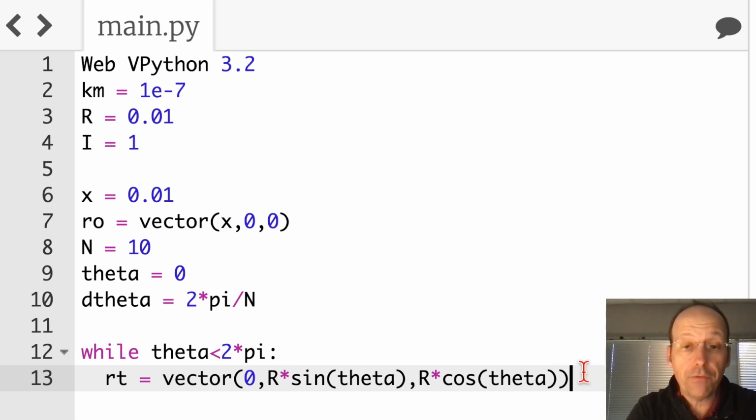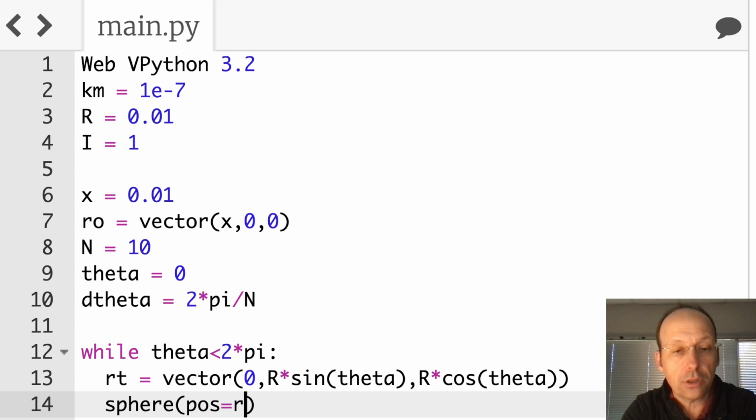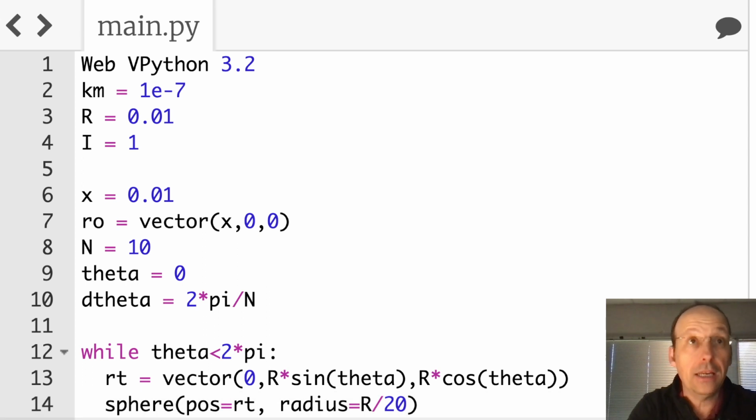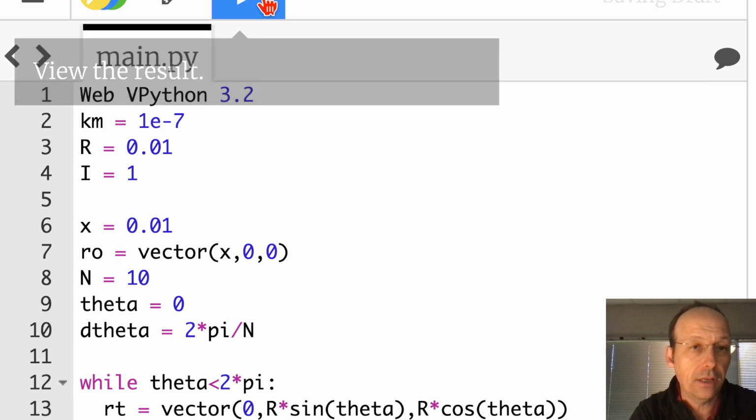Now with that temporary vector, I'm going to put a sphere there, and then we can just see what it looks like. Sphere position equals RT, radius equals R over 20. I don't even know, I'm picking that. Now I'm going to increase my value of the angle. Theta equals theta plus d theta. And let's run that. I should get 10 spheres in a circle.